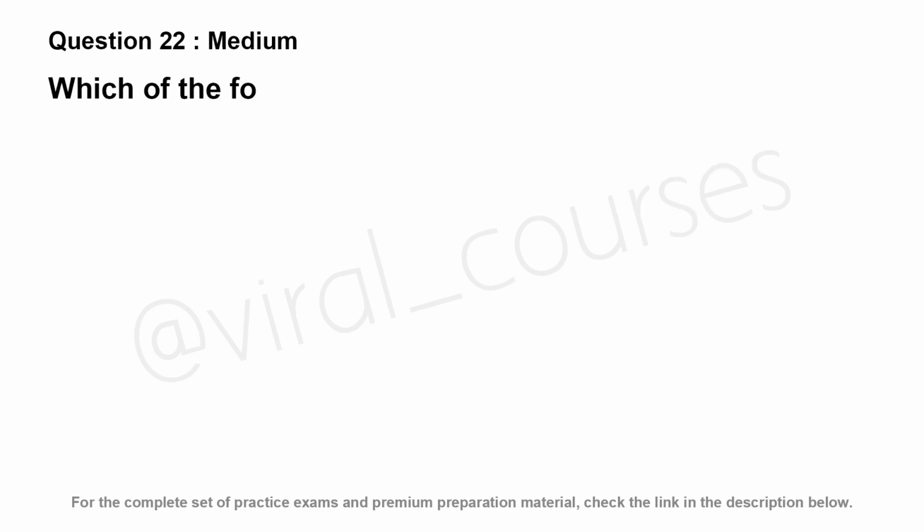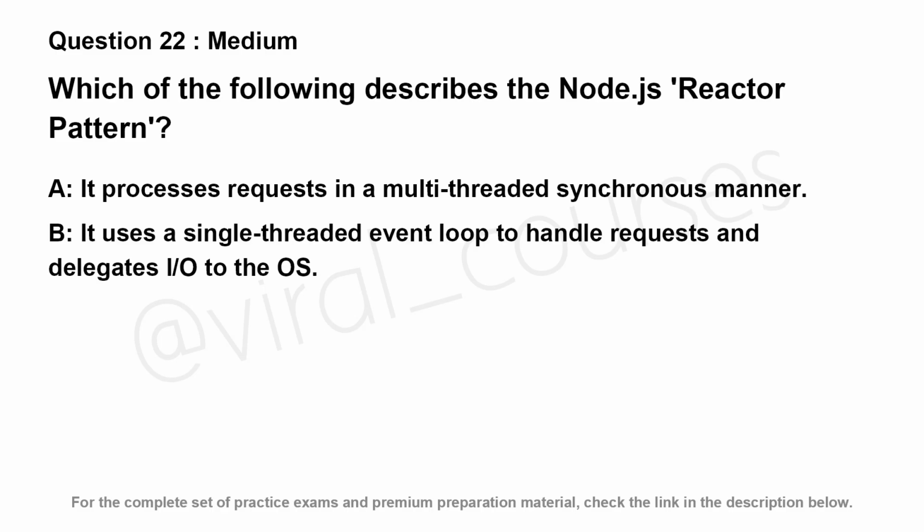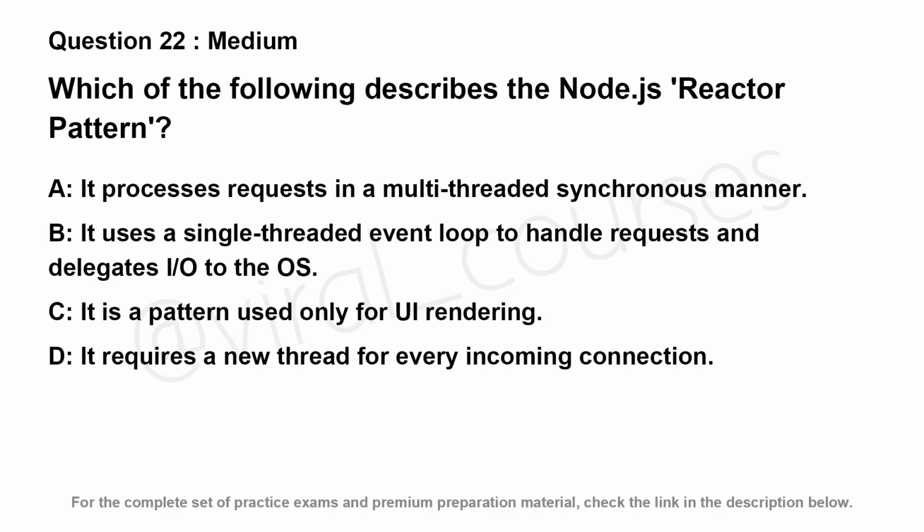Which of the following describes the Node.js reactor pattern? Option A. It processes requests in a multi-threaded synchronous manner. Option B. It uses a single-threaded event loop to handle requests and delegates I/O to the OS. Option C. It is a pattern used only for UI rendering. Option D. It requires a new thread for every incoming connection.